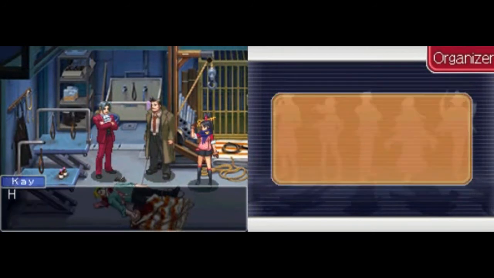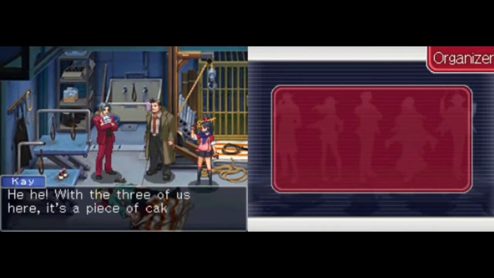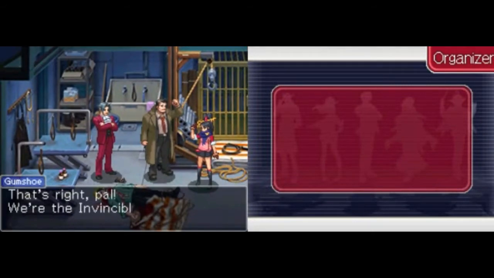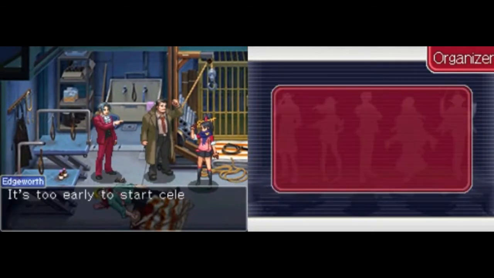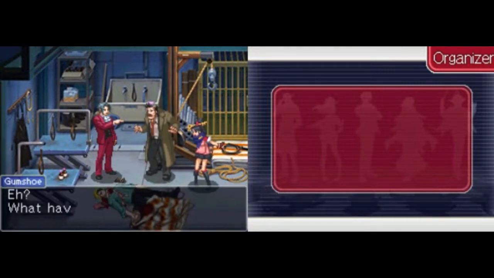We collected a bit of evidence. With the three of us here, it's a piece of cake, right, Gummy? That's right, pal. We're the Invincible Trio. It's too early to start celebrating. There's still something we haven't found yet. Eh? What haven't we found yet, sir?